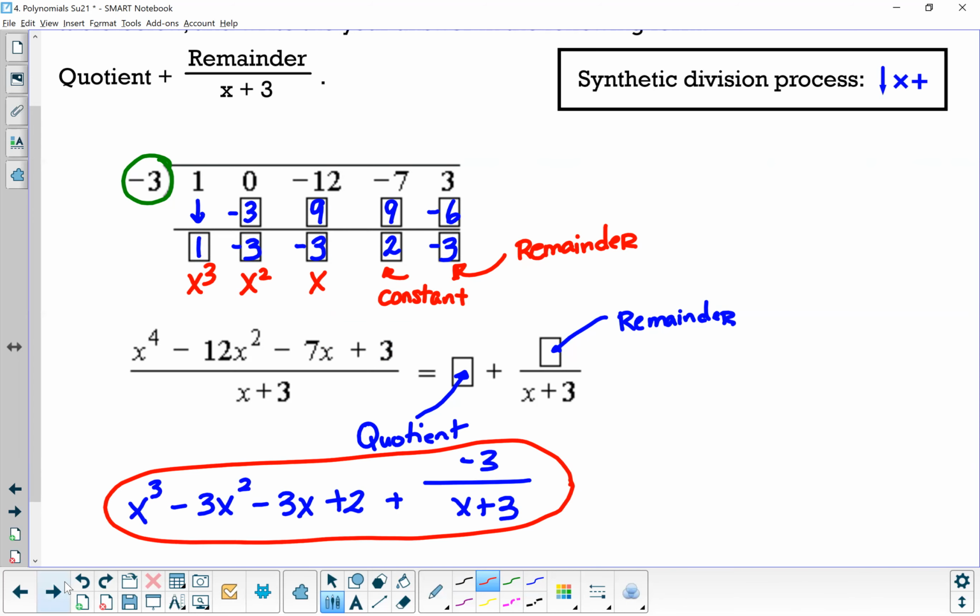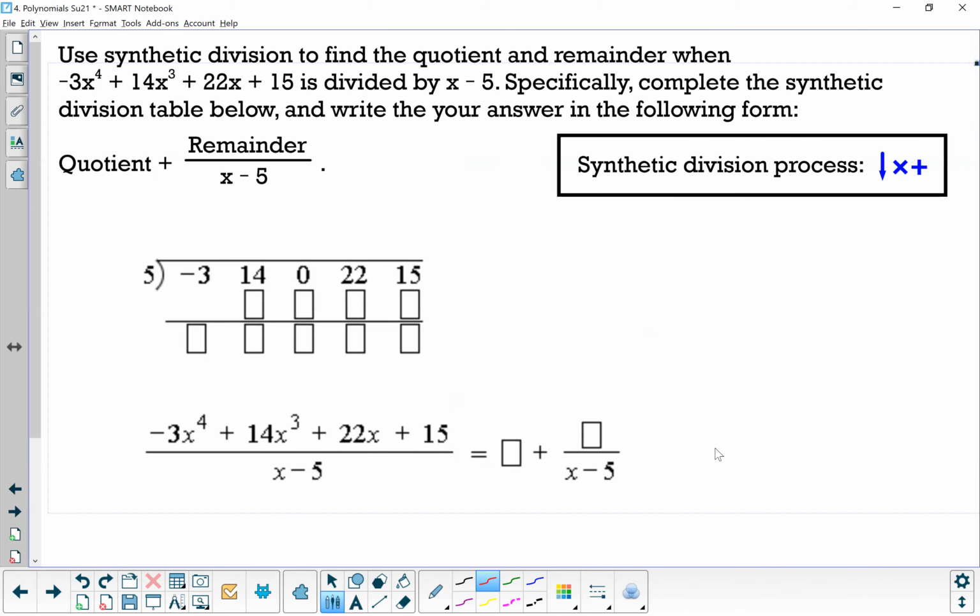All right, let's try another one. Go ahead and pause the video and try that on your own, and then we'll do it together. All right, so again, we are given the setup for the synthetic division. So now we just need to complete the process. So starting with bringing down the -3, and then we multiply the -3 by the +5. -3 times the +5, and you get -15.